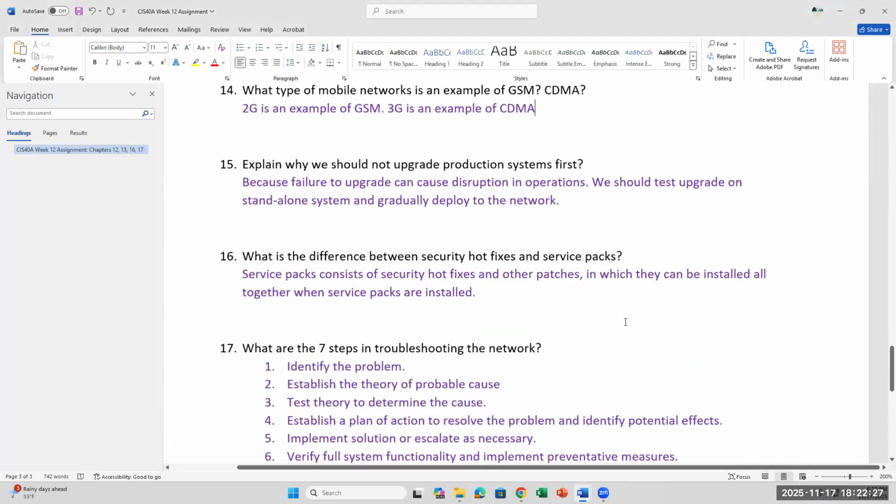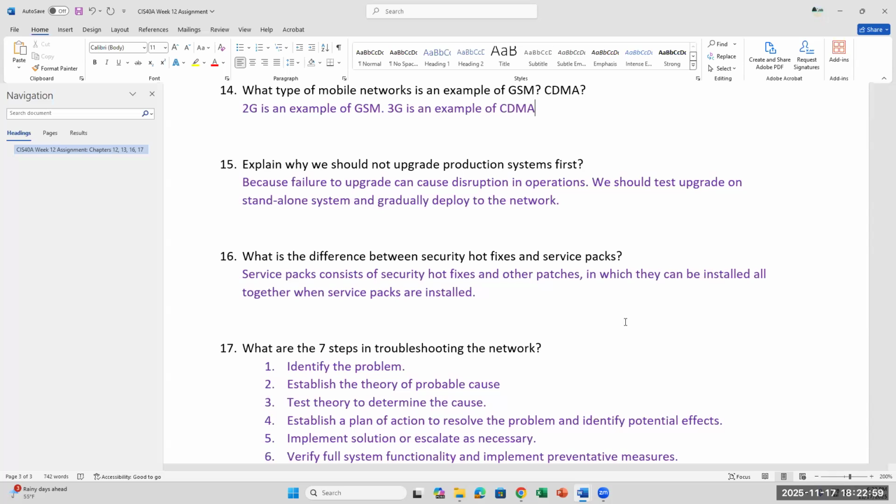Okay. Explain why we should not upgrade the production system first. Because failure to upgrade can cause disruption in operation. And so we should test the upgrade on a standalone system and gradually deploy the network. So if I have an enterprise network, like let's say I have different regions or different branches, I would roll the deployment slowly, right? So when you work on this kind of project for networking, you would have different phases.